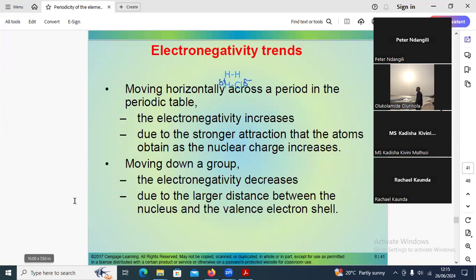How are the trends in electronegativities in the periodic table? When you move across a period, the electronegativity increases because of the increase in the effective nuclear charge. When you move down a group, the electronegativity decreases, again due to the decrease in the effective nuclear charge. You remember, we started by defining the effective nuclear charge because all these trends actually depend on the effective nuclear charges.